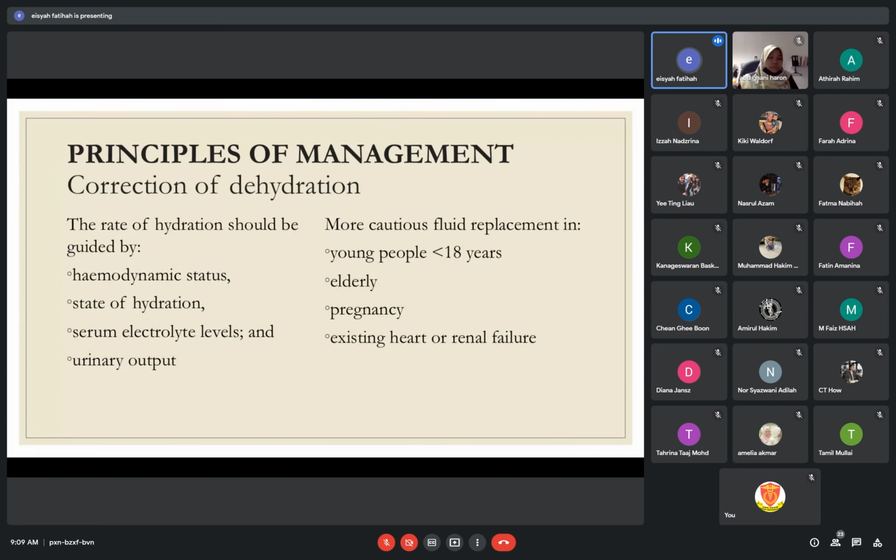Okay, so the rate of hydration should be guided by hemodynamic status, the state of hydration of the patient, serum electrolyte levels, and also the urinary output. So we need to monitor. More cautious fluid replacement is indicated in patients younger than 18 years, elderly patients, patients who are pregnant, and patients who have existing heart or renal failure. So these patients, in the ideal setting, should be managed in ICU.